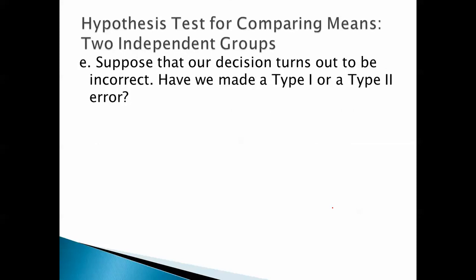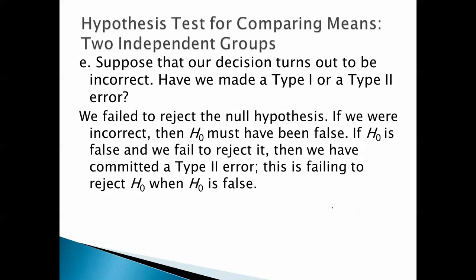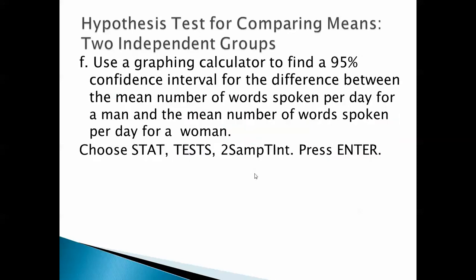Suppose that our decision turns out to be incorrect. Have we made a type 1 or type 2 error? Okay, here's what's critical. We failed to reject the null hypothesis. So if that decision is wrong, we shouldn't have failed to reject the null hypothesis. Instead, we should have rejected the null hypothesis. So in other words, H0 must have been false. So if the decision to fail to reject is a bad one, that means H0 is false, and we should have rejected it. If H0 is false and we fail to reject it, we've committed a type 2 error. This is failing to reject H0 when H0 is false.